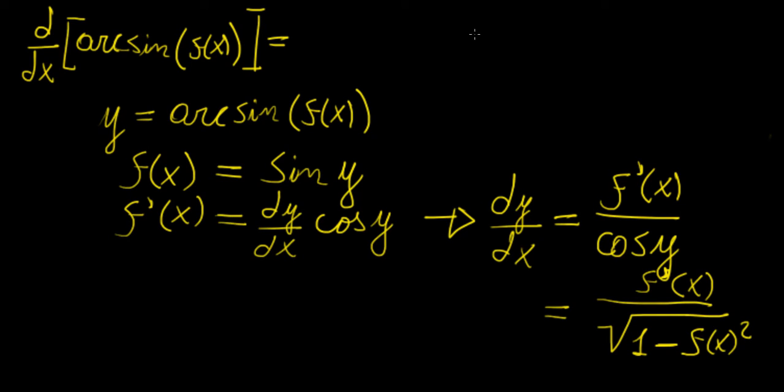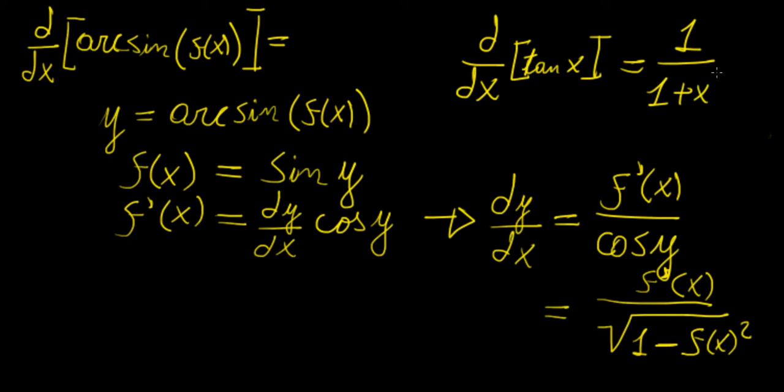And yeah, I made a mistake in here. So when I said d over dx of tan x was equal to 1 over 1 plus x squared, I was really wrong. That was not the derivative of tan, that was the derivative of arc tan. So just to rectify that which I just said, this is going to be the derivative of arc tan and not tan. The derivative of tan would be sec squared x.